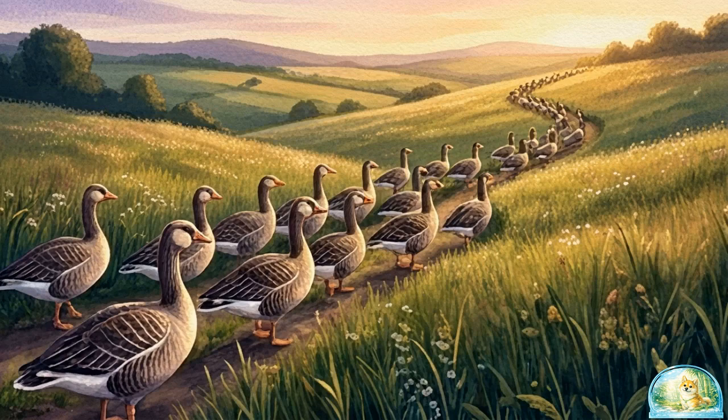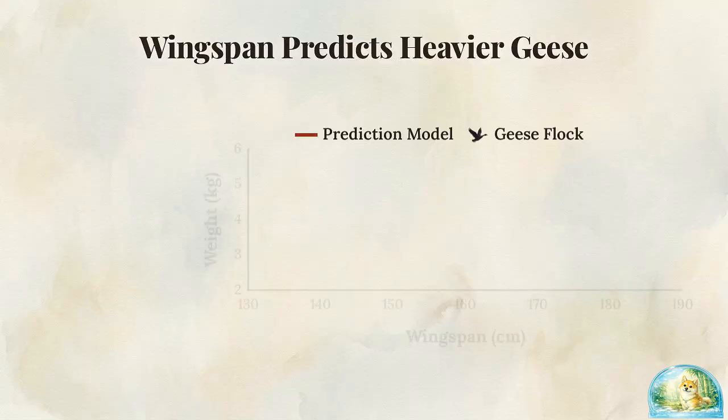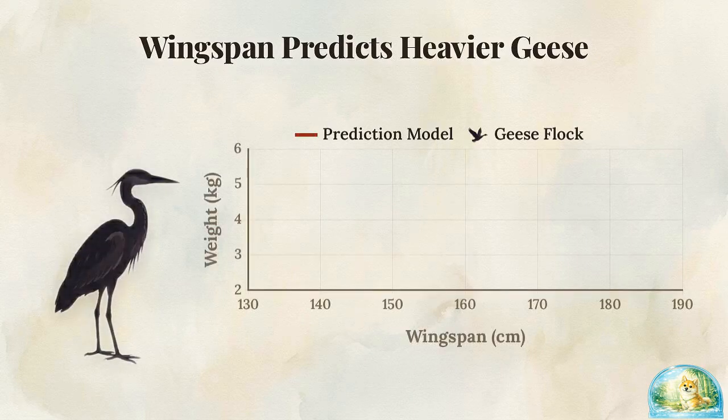Welcome back to the meadow census. Today, we're measuring two traits for each goose, wingspan on one side and weight on the other. Look at this scatter plot mapping wingspan against weight. The flock becomes a drifting cloud of points leaning uphill.